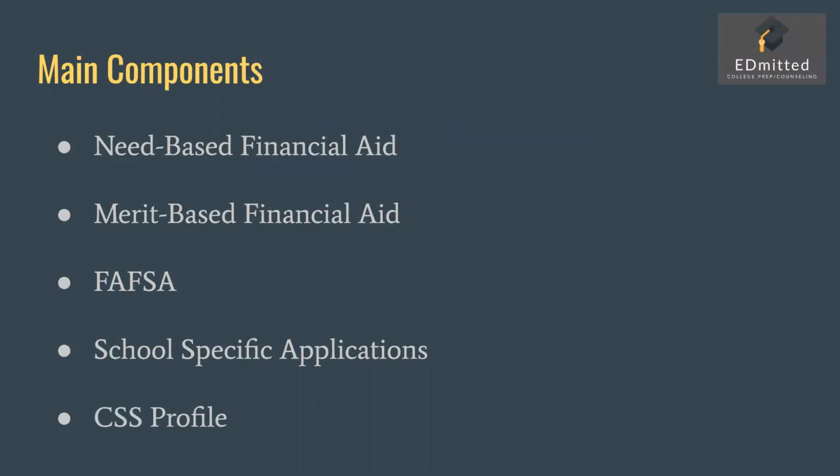All right, so in this webinar, we're going to be talking about multiple things. The two main things we're going to be talking about are need-based financial aid and merit-based financial aid, and the process to go about getting these, which is filling out the FAFSA, school-specific applications, and the CSS profile.